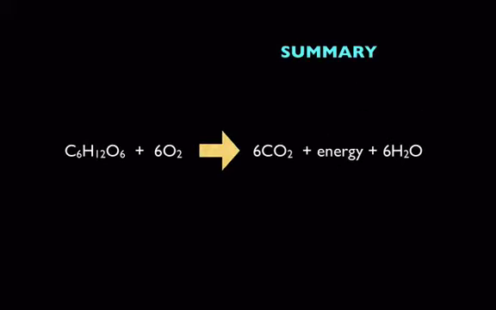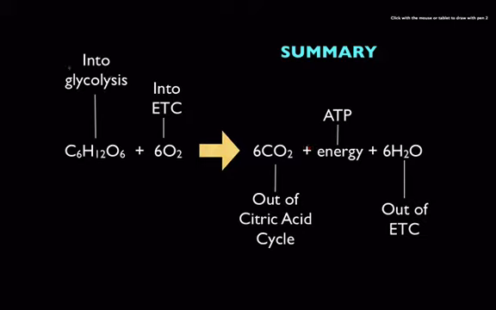All right. So let's summarize this. Put it all together. You've seen this reaction before. Sugar, glucose plus oxygen gives you carbon dioxide, water, and some energy. All right, look at it in a little bit more detail. The sugar, the glucose, goes into glycolysis, gets converted to pyruvate. The oxygen goes into the electron transport chain. Remember, it's at the bottom of the chain, sucking up those electrons.